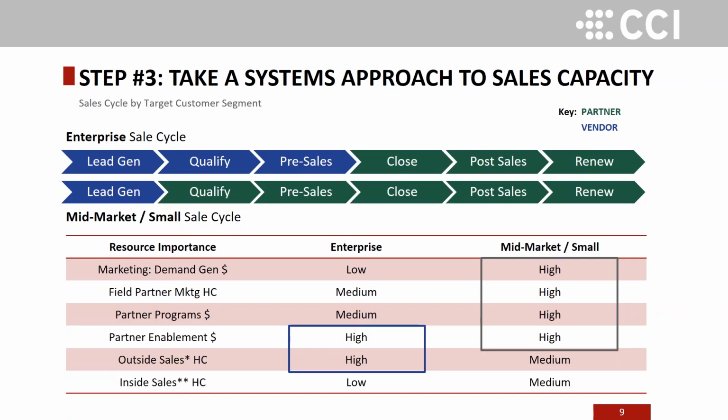And do you have the right enablement and partner programs dollars in place to drive the partner to do the things that you want in the sales cycle, which are more extensive than what you wanted in the enterprise side?